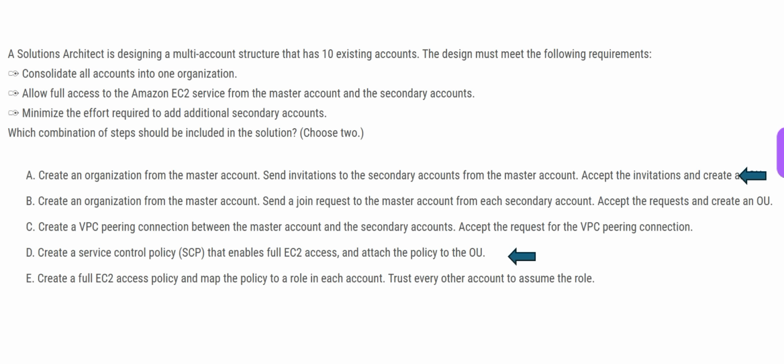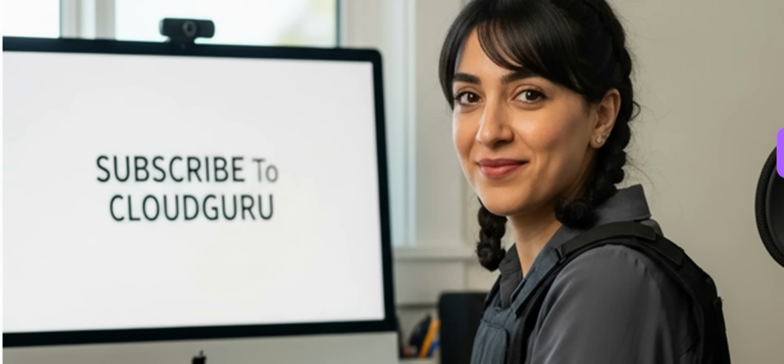So our answers are A and D in this case. We set up an organization, and the master sends invitations to the secondary accounts. They accept the invitations, and then we set up an SCP for full EC2 access and attach the policy to the OUs. Okay, so this brings us to the end of this part.